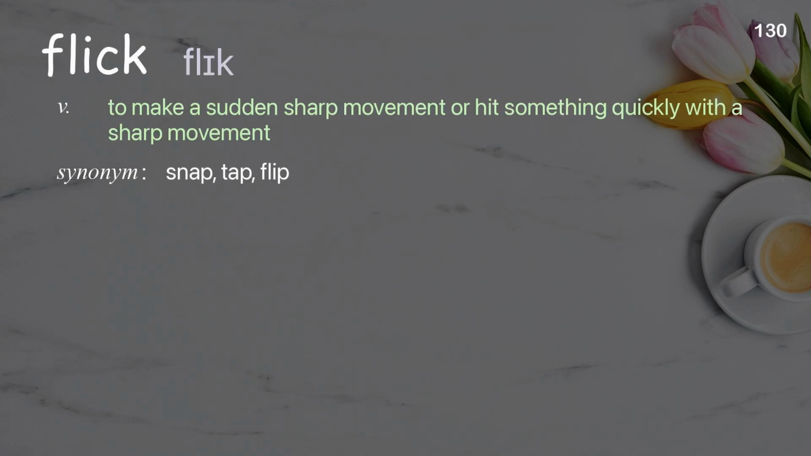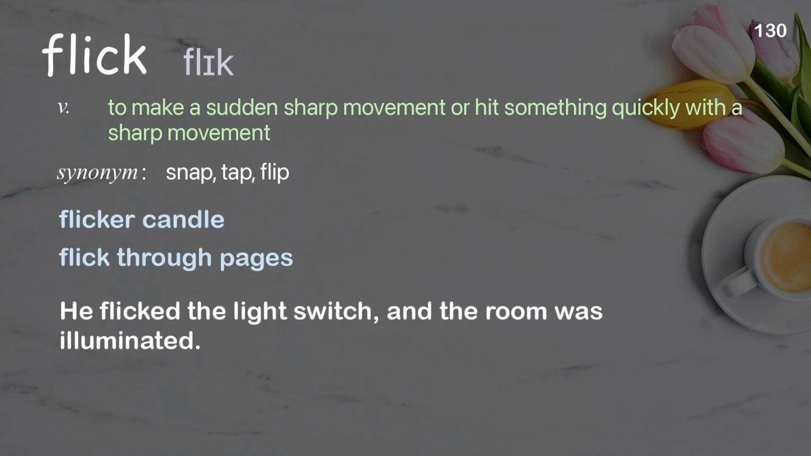Flick. To make a sudden sharp movement or hit something quickly with a sharp movement. Examples: Flicker candle. Flick through pages. He flicked the light switch, and the room was illuminated.